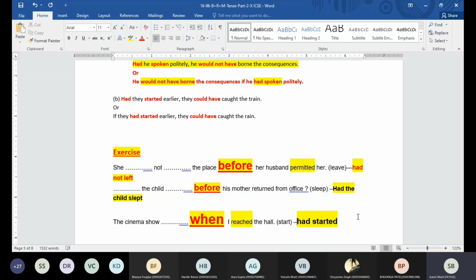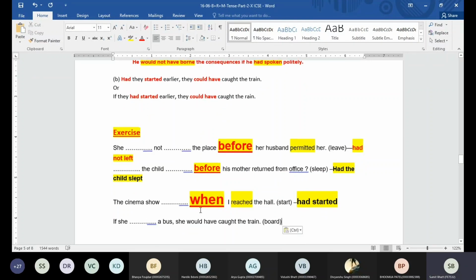Okay, so we have two of the actions here. One happened first and second happened afterward. So we can also use before here. The cinema show had started before I reached the hall. So that is also going to be fine. So sometimes they can use when also, but again guys, we are going to use a combination of past perfect and simple past.